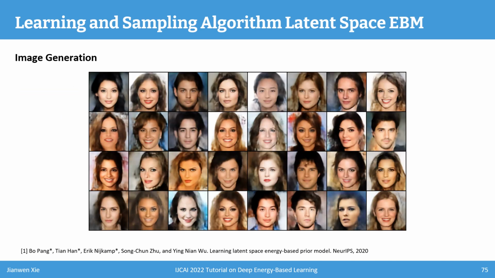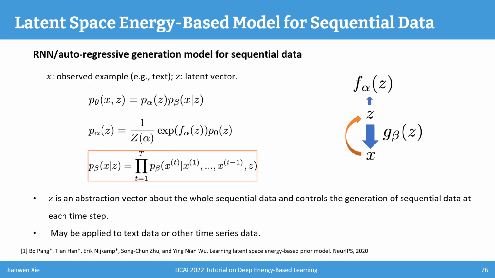These are the synthesized examples by the latent space energy-based model. If the generator is defined as a conditional autoregressive model, which is parameterized by a recurrent network, the model can be used for representing sequential data. Z is an abstraction vector about the whole sequential data and controls the generation of sequential data at each time step.